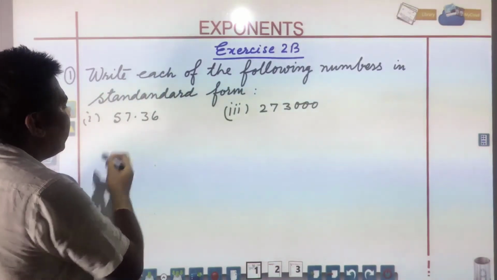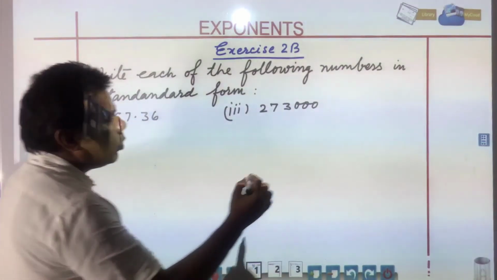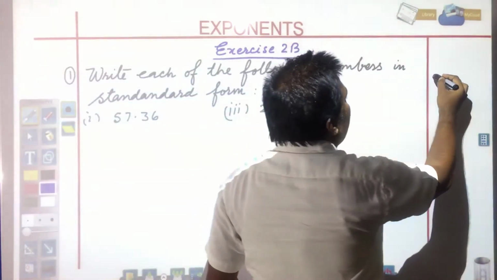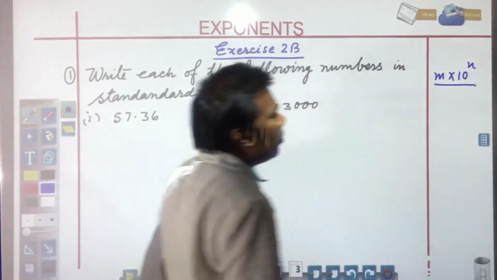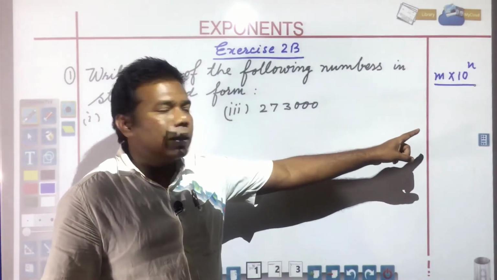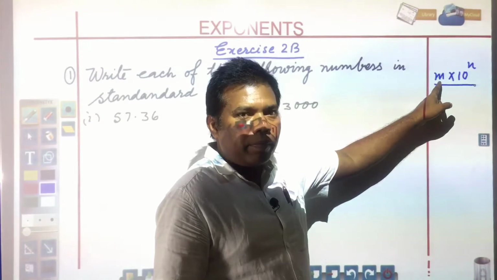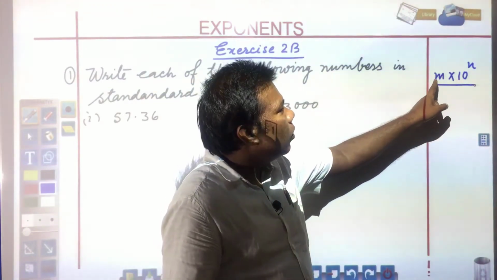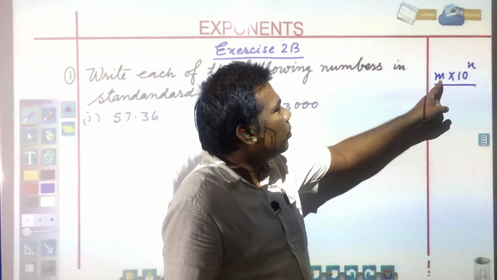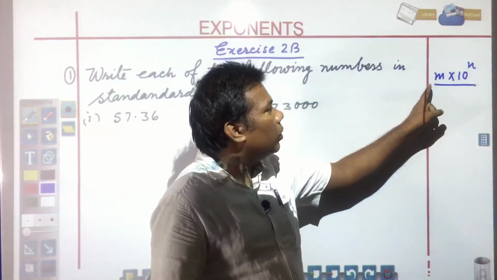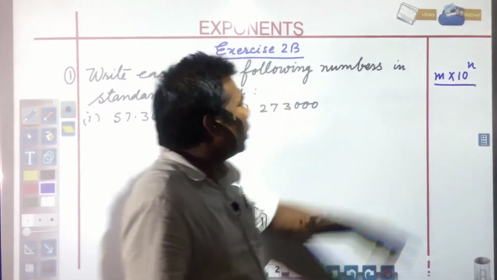Suppose the first question you have is 57.36. Now, in standard form what do we do? We write numbers in this way, m into 10 to the power n. If any number has been given, it should be written in this form, where m should be between 1 and 9, that is, greater than or equal to 1 and lesser than 10, into 10 to the power n. In this form we need to convert.